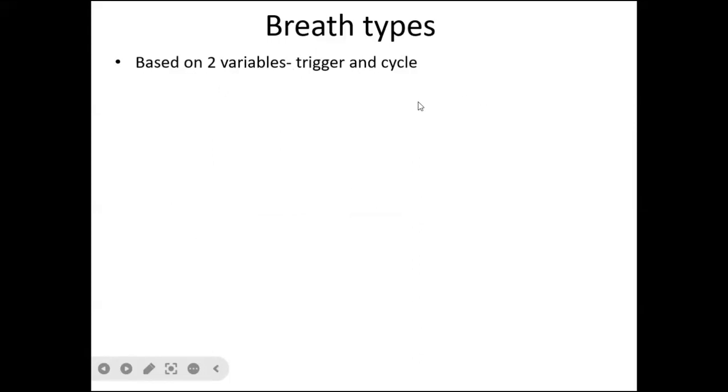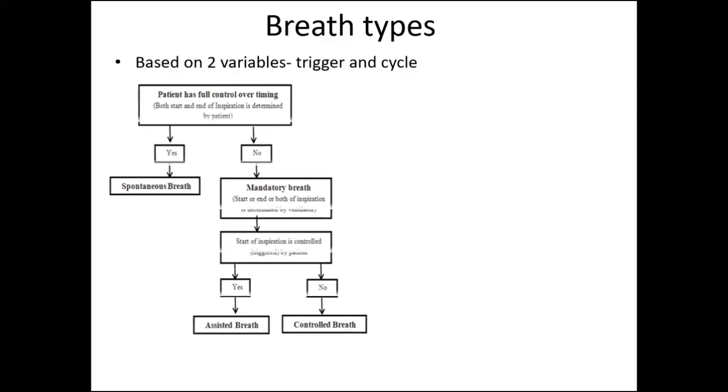So breath types are based on two variables. One is the trigger and one is the cycle. You see here, if the patient has full control over timing, he can trigger the breath and he can end the inspiration. He can trigger, he can end. Then it is a spontaneous breath, because the patient has full control over his inspiration. Patient triggers the breath, patient ends the breath. That is a spontaneous breath.